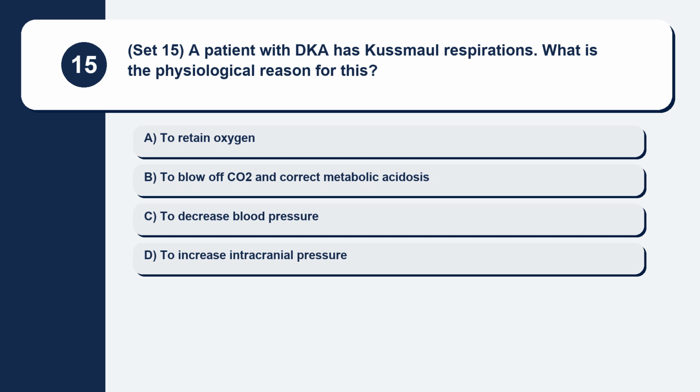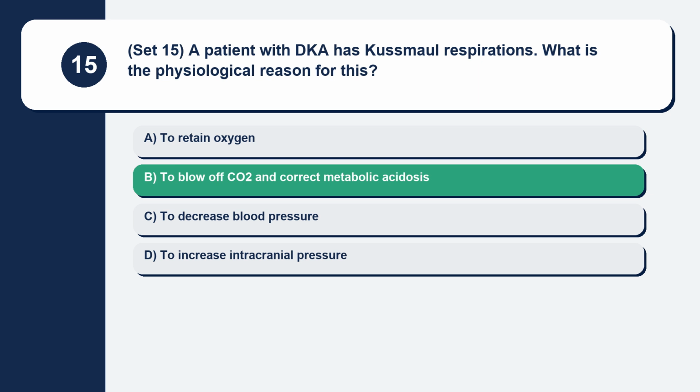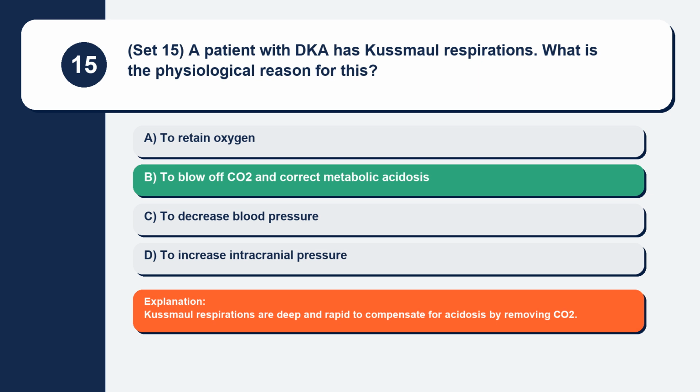Question 15, Set 15. A patient with DKA has Kussmaul respirations. What is the physiological reason for this? To retain oxygen, to blow off CO2 and correct metabolic acidosis, to decrease blood pressure, to increase intracranial pressure. Kussmaul respirations are deep and rapid to compensate for acidosis by removing CO2.